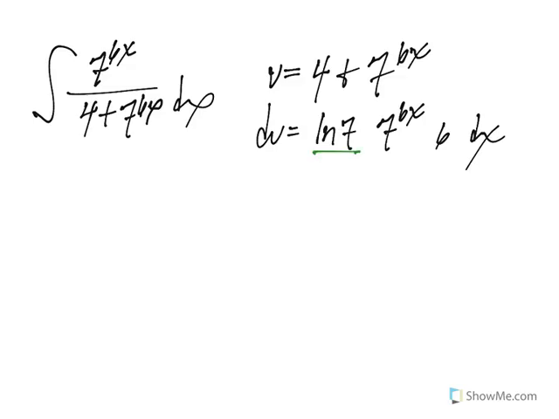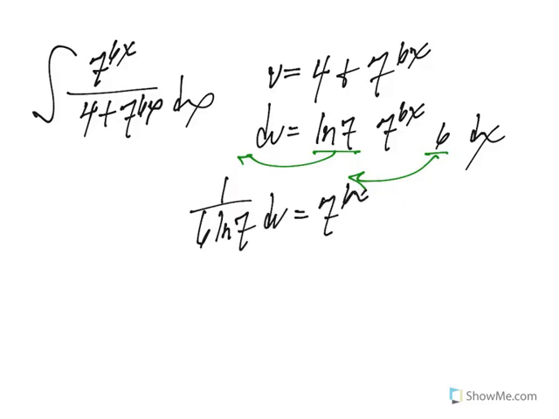What you'll notice here is ln 7 and 6 are both constants. These can go to the other side with division. This is going to give me 1 over 6 ln 7 du is equal to 7 to the 6x dx. So using those lines there, I can take the original integral and I can use substitution. This is going to give me 1 over u, and then 7 to the 6x dx turns out to be 1 over 6 ln 7 du.